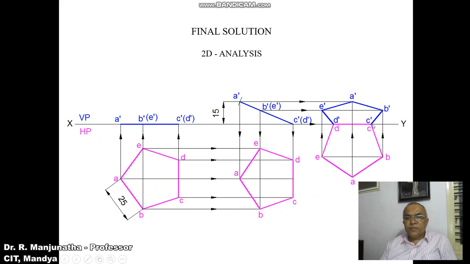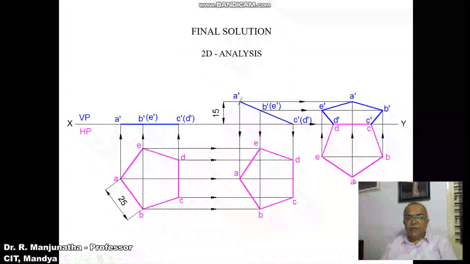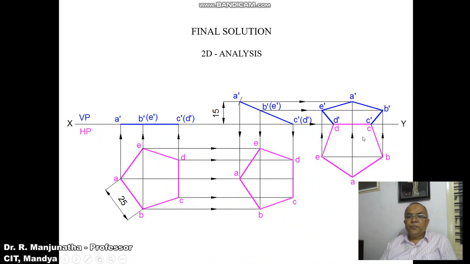Then join A to B, B to C, C to D, D to E, E to A with dark lines. Now we need to draw the front view. As C dash D dash is already on the XY line, and CD is also on the XY line, C dash D dash will be on the XY line. Draw a horizontal projector from B dash and E dash and a vertical projector from E and B. Both will intersect on this horizontal projector line, and you mark this point as B dash and E dash. Draw a horizontal projector from A dash and a vertical projector from A. Both will intersect at this point, and you mark this point as A dash. Then join A dash to B dash, B dash to C dash, C dash to D dash, D dash to E dash and D dash to A dash with a dark line.